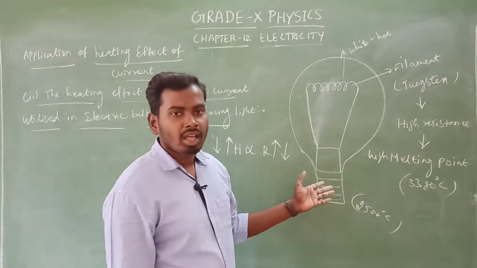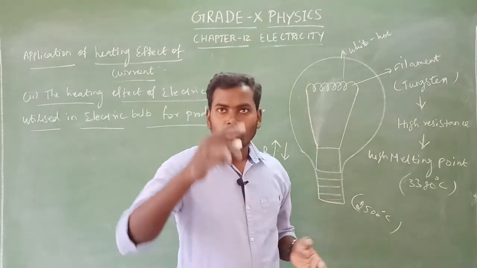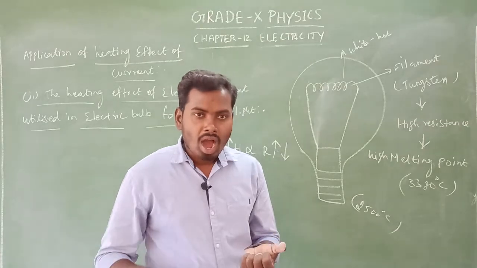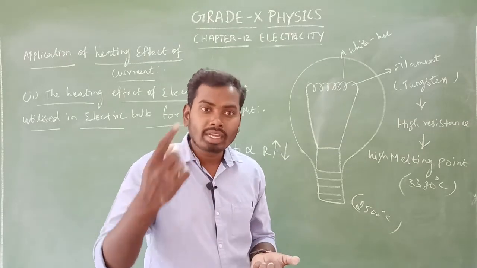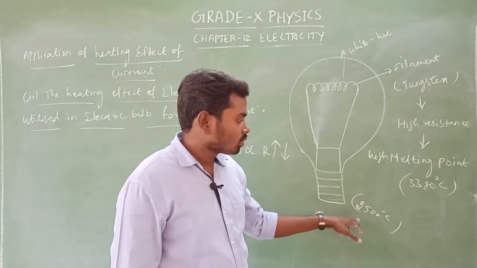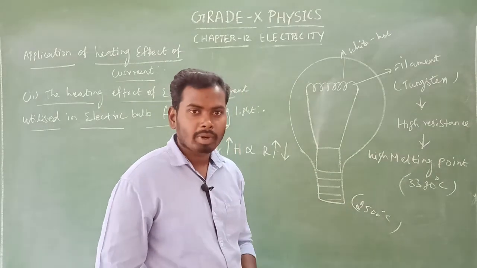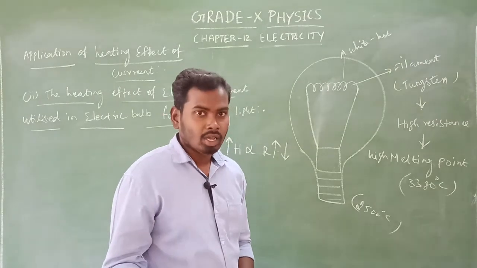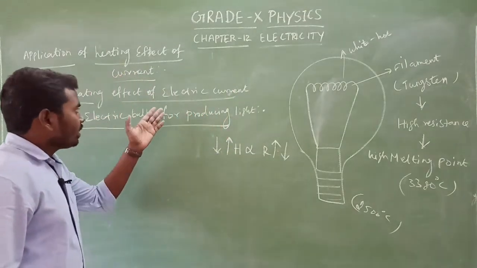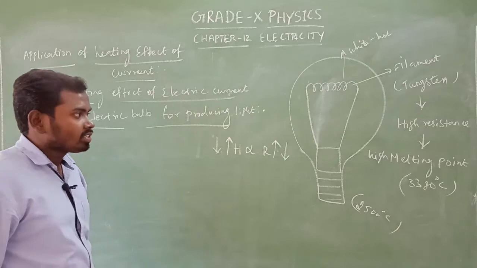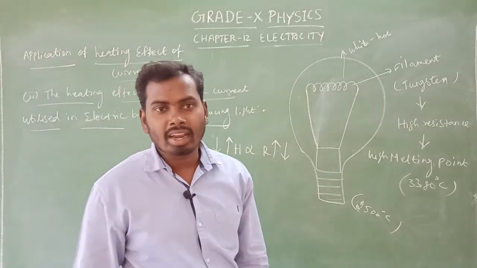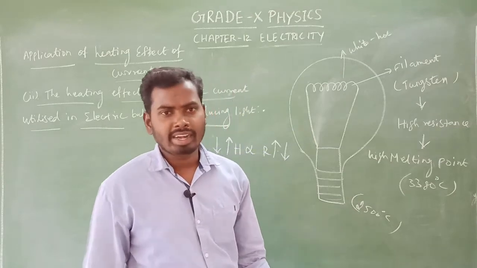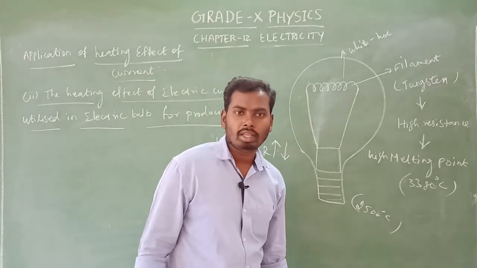So when we allow the electric current to pass through the electric bulb, the tungsten filament consumes the electrical energy and converts it into heat energy. At the temperature of 2500 degrees Celsius, the tungsten filament emits its own light. So here the electrical energy converts into light energy. We utilize this light energy mostly at night time. Very easy, students.